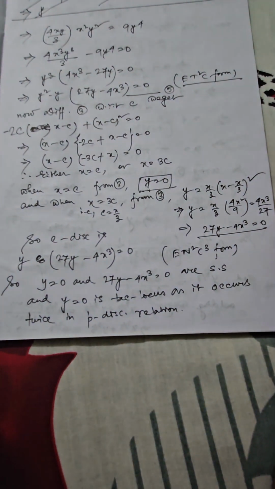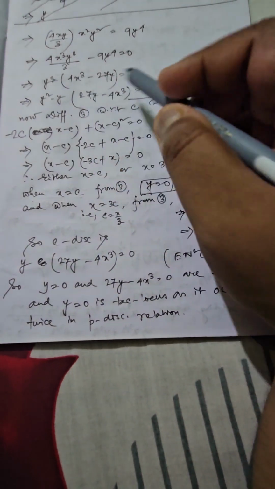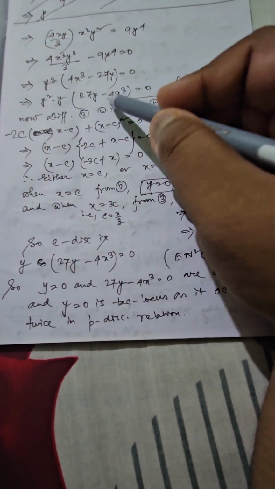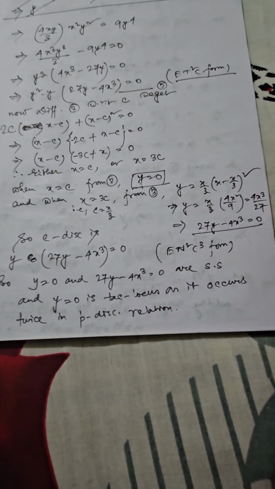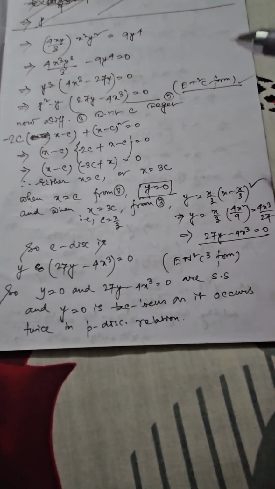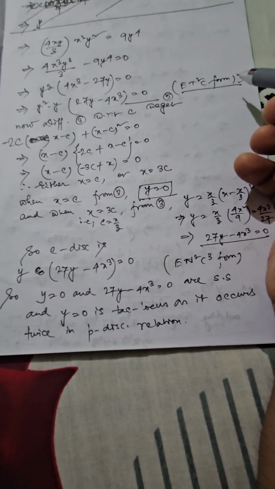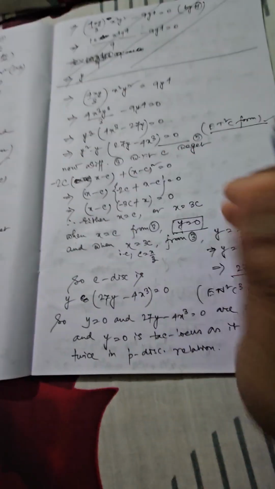Now modify this expression to some extent. After simplification you will get y cube into this, that means y square into y, 27y minus 4x cube will be the final structure. This is in the form of a square c form. That means you have obtained the envelope portion, Tac-locus portion and Cusp-locus portion.